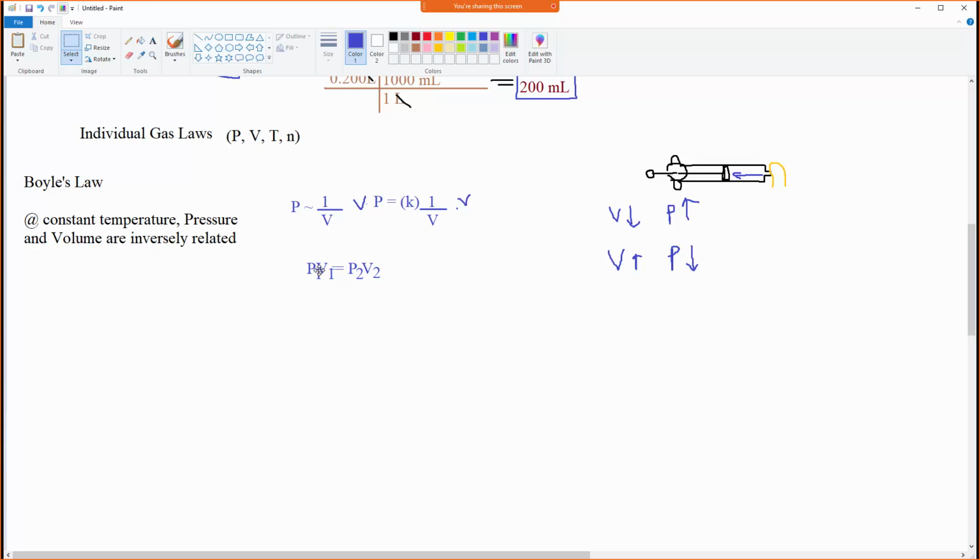And this is just, again, showing us this relationship, right? That if the volume goes down, then to compensate, the pressure has to go up, so that the product of the two will always be equal. Does that kind of make sense? And they kind of compensate for each other.